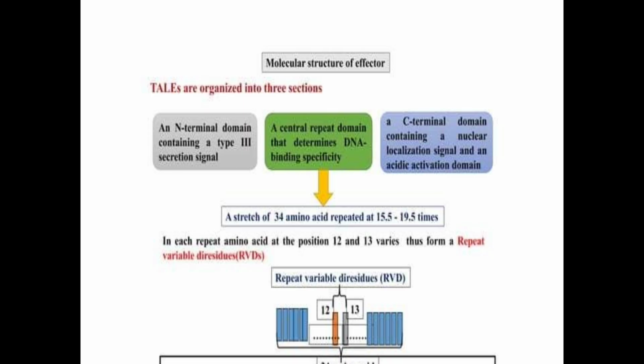TAL is organized into three sections: an N-terminal domain, a central region and a C-terminal domain. The N-terminal domain contains a type 3 secretion signal, and the C-terminal domain contains a nuclear localization signal and an acidic activation domain. The center region is a central repeat domain that determines the DNA binding specificity. A stretch of about 34 amino acids is found in each repeat, which can bind with the specific DNA region. In each repeat, the amino acids at positions 12 and 13 vary, thus forming the repeat variable residues. We call it RVD, repeat variable diresidue.